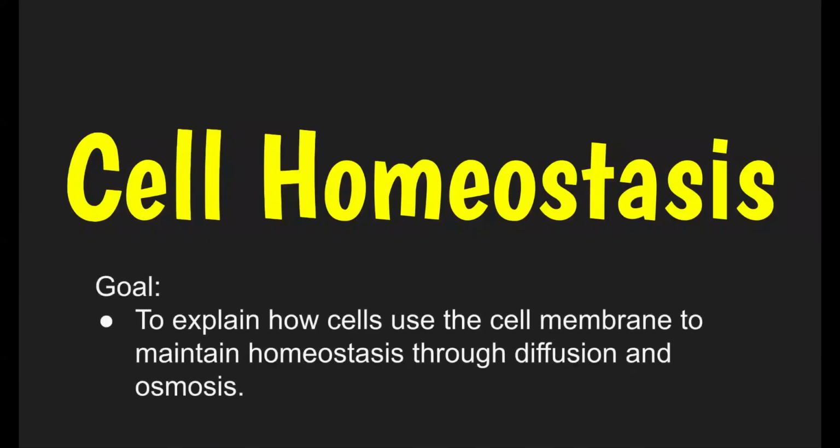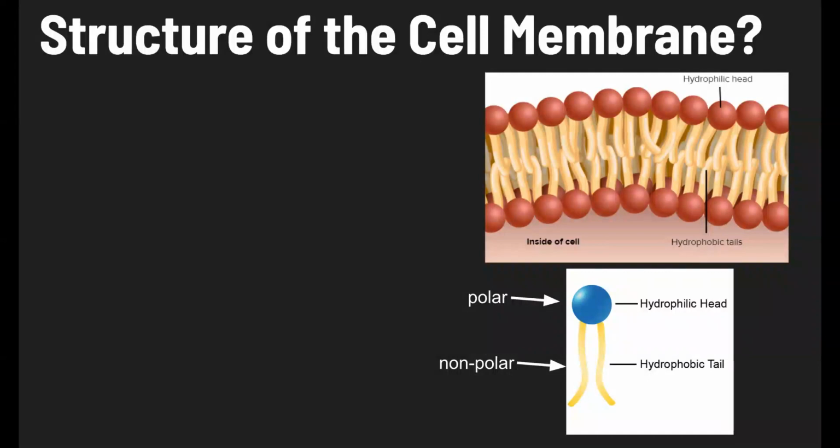Today we're going to talk about cell homeostasis, and the goal of this video is to explain how cells use the cell membrane to maintain homeostasis through diffusion and osmosis. So first, let's talk about the structure of the cell membrane.